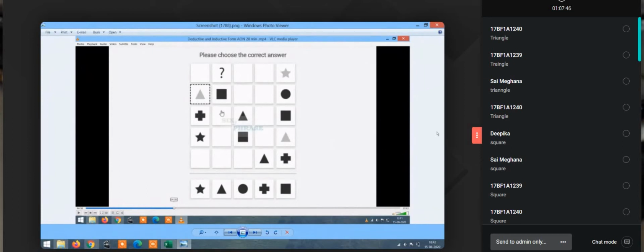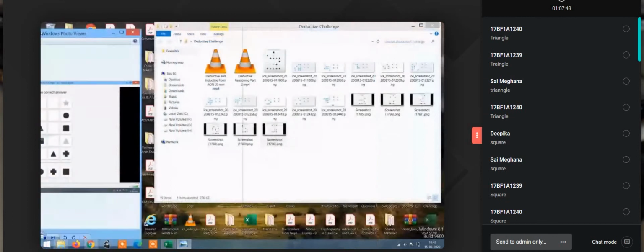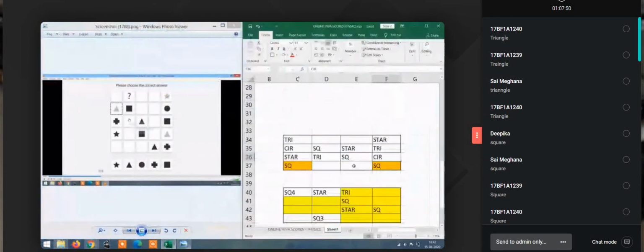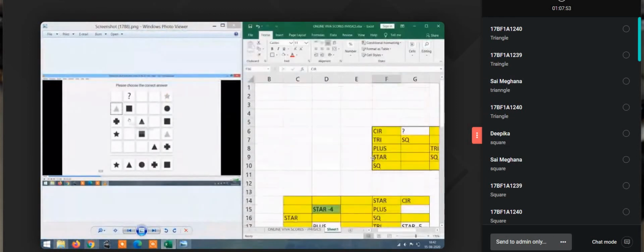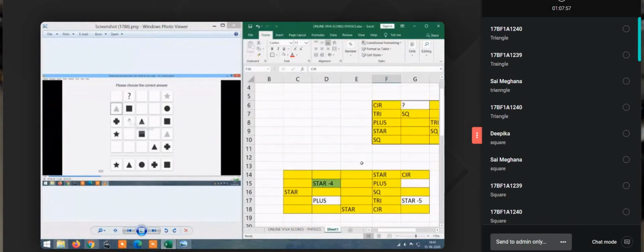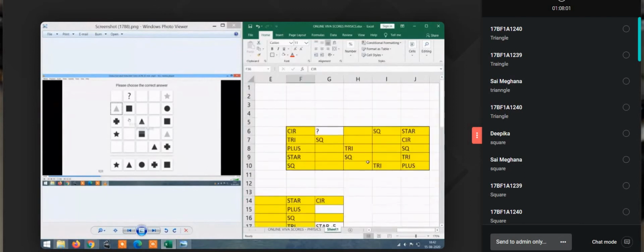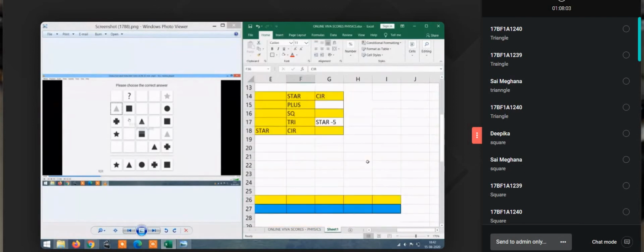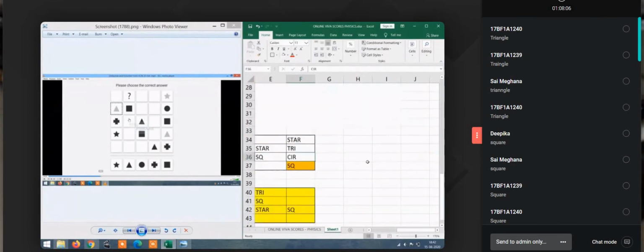I'll give you some explanation here, guys. I'll help you around. Those who say it is triangle, I think I've already done this. No. Okay. Fine.